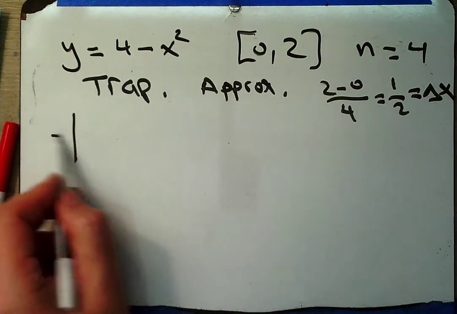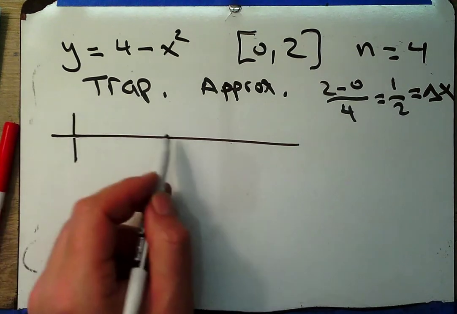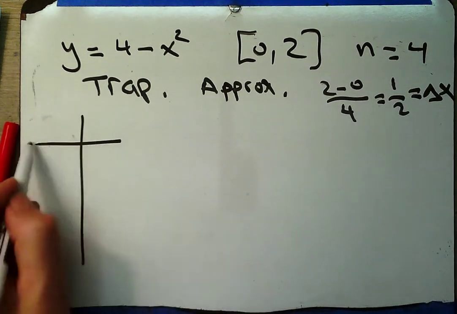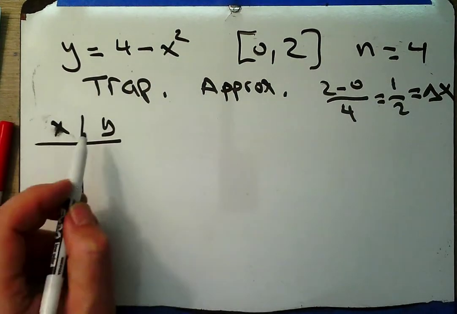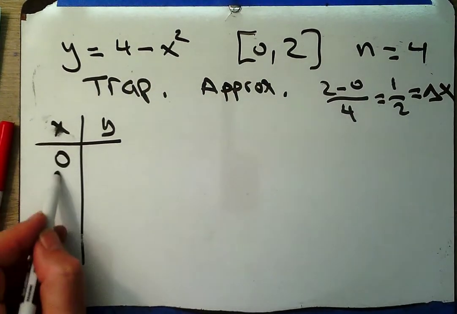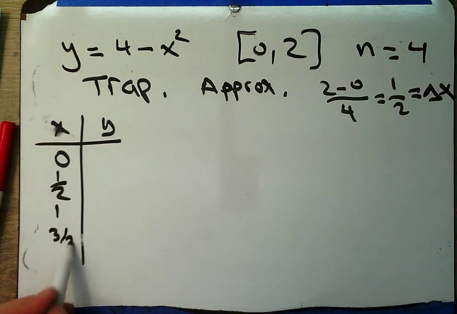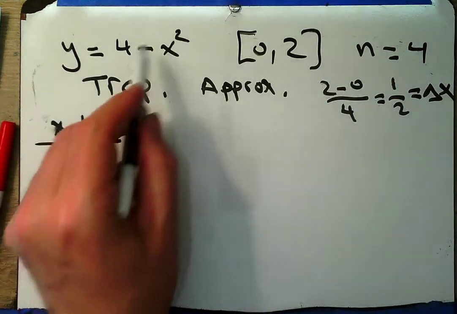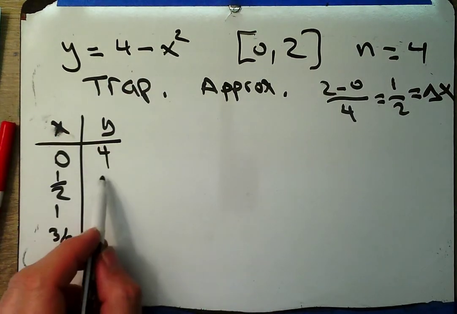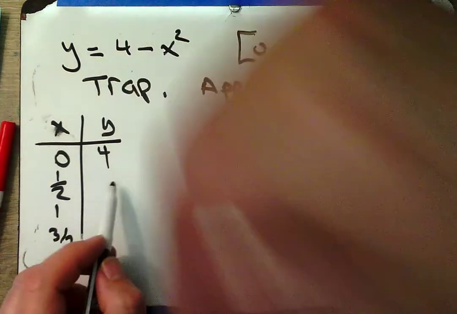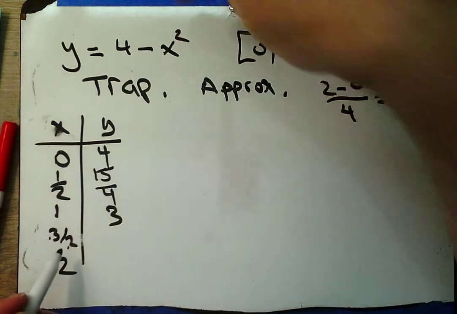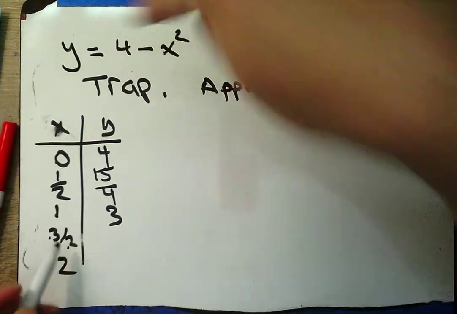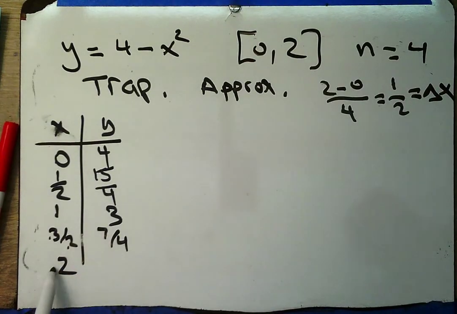And if I'm thinking about a table of values here, do you like the horizontal table or do you like the vertical table? I have x's and y's. 0, 1/2, 1, 3/2, 2. I plug a 0 in here, I get 4. For 1/2, it's going to be 1/4, 16/4 minus 1/4, that's 15/4. I plug in a 1, I get 3. I plug in a 3/2, that's 9/4. 16 minus 9 is 7/4. I plug in a 2, 2 squared is 4, 4 minus 4 is 0.